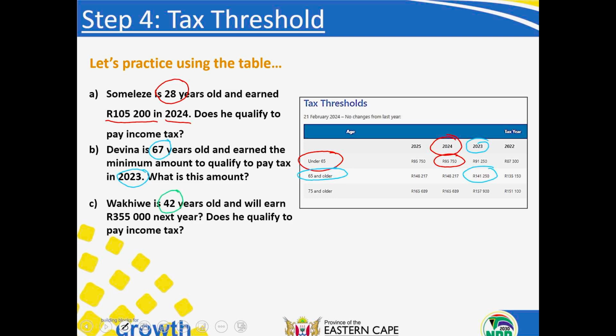Wakiwe is 42. We've been given his income, and we've been given next year, which would technically mean 2025. So he would fall under the first category, like Somelezi. This time, we would be looking in the first column for next year, which is 2025. And the tax threshold is 95,750 Rand. So, does he qualify? If you said yes, you are correct. His income is way over the tax threshold.